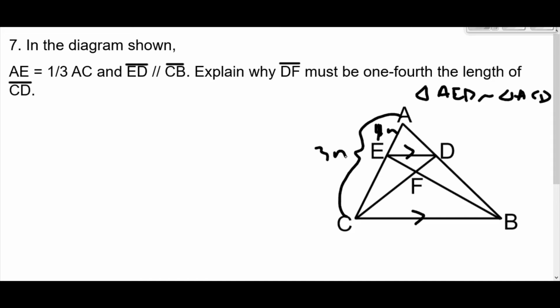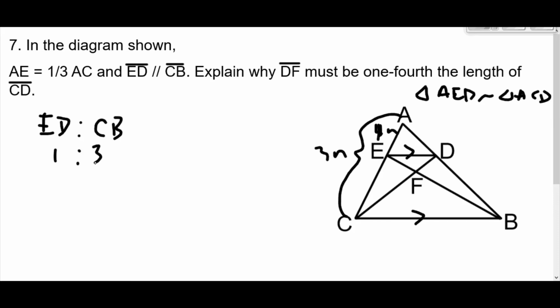All right, so why is DF 1/4 of the length of CD? Well, okay, so let's now take a look at this. We do know that the ratio of sides of this should be 1 to 3. So in this case also, the ratio of DE to CB is also 1 to 3. So okay, that's not such a big deal.